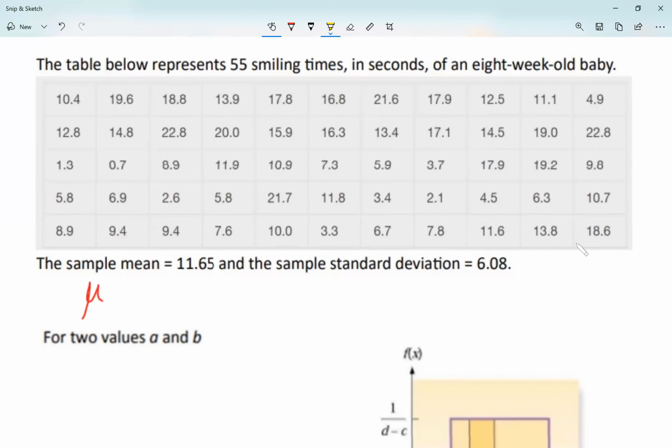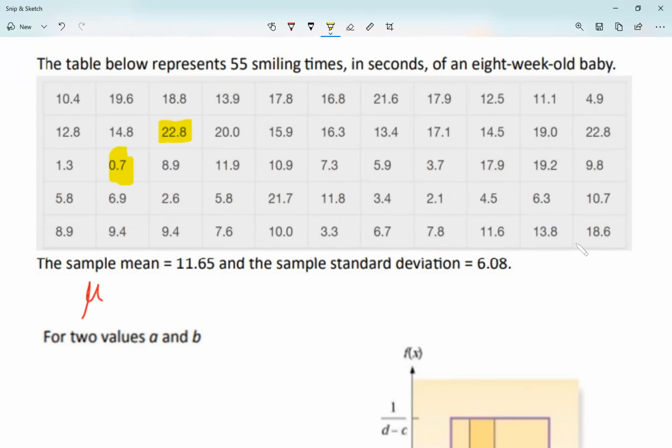I think it's 0.7. Do I see anything smaller than that? No. Now, my biggest number, I see 22.8. There's another 22.8.